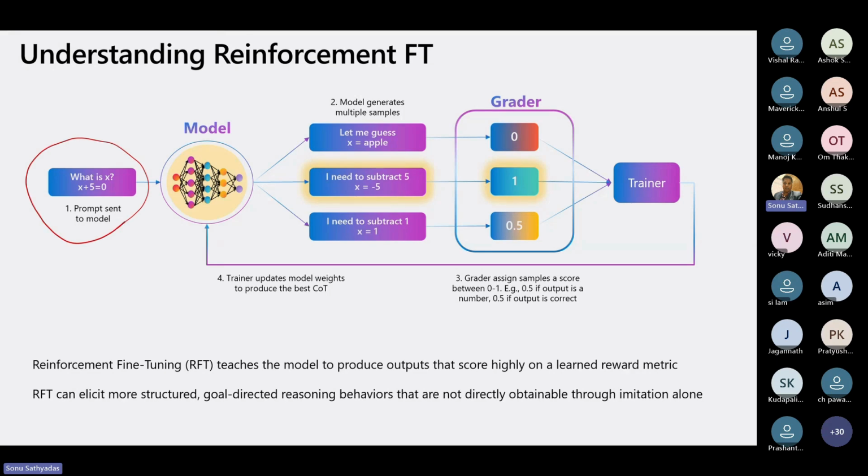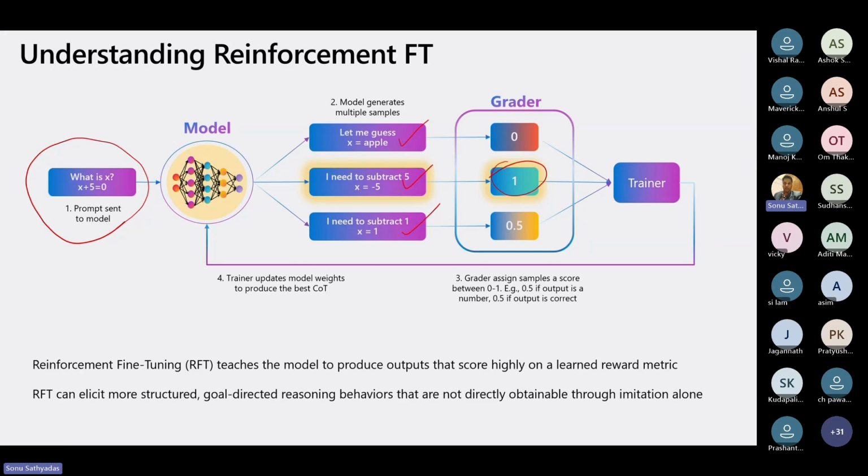x plus 5 equals 0. Then the model will think and generate responses, multiple responses will be generated. And the grader identifies which is the correct one, scoring like 0, 0.5 and 1. So it is understanding that the 1 may be the correct answer.